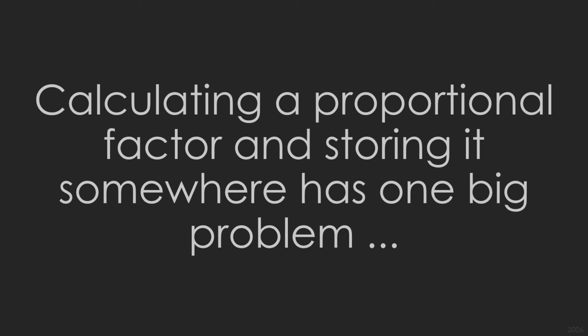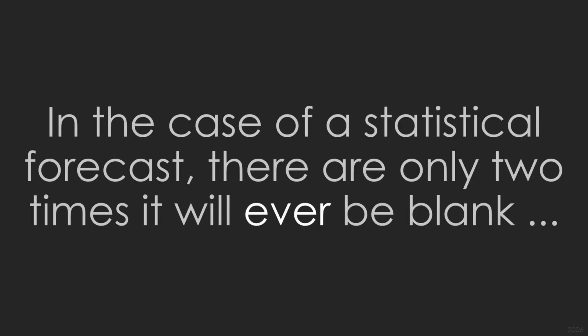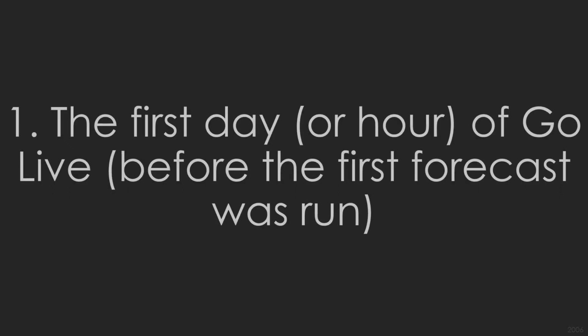Calculating a proportional factor and storing it somewhere has one big problem. It only works if the key figure is totally blank. In the case of a statistical forecast, there are only 2 times it will ever be blank. That's ever as in ever in the entire time that product is being planned on IBP. Number 1, the first day or hour of go live, before the first forecast was run. 2, a new product.